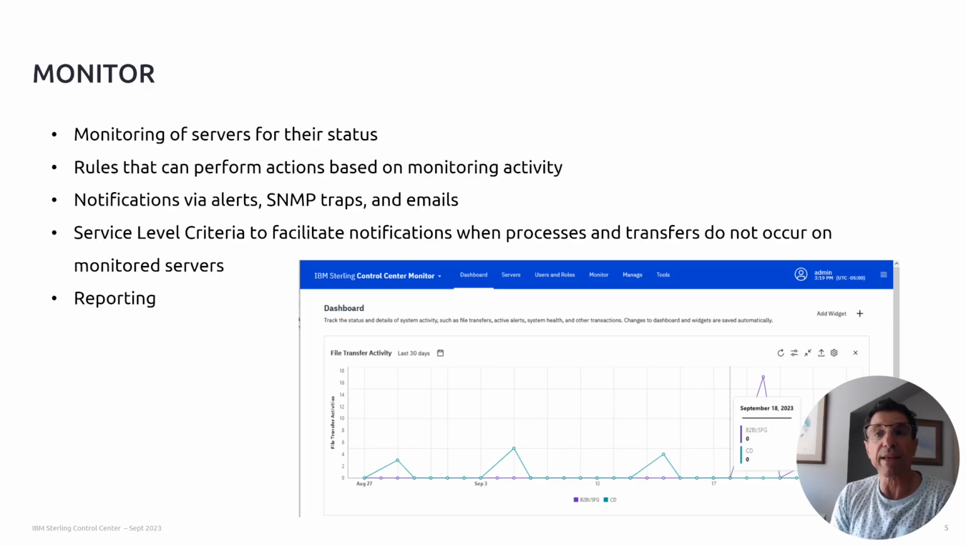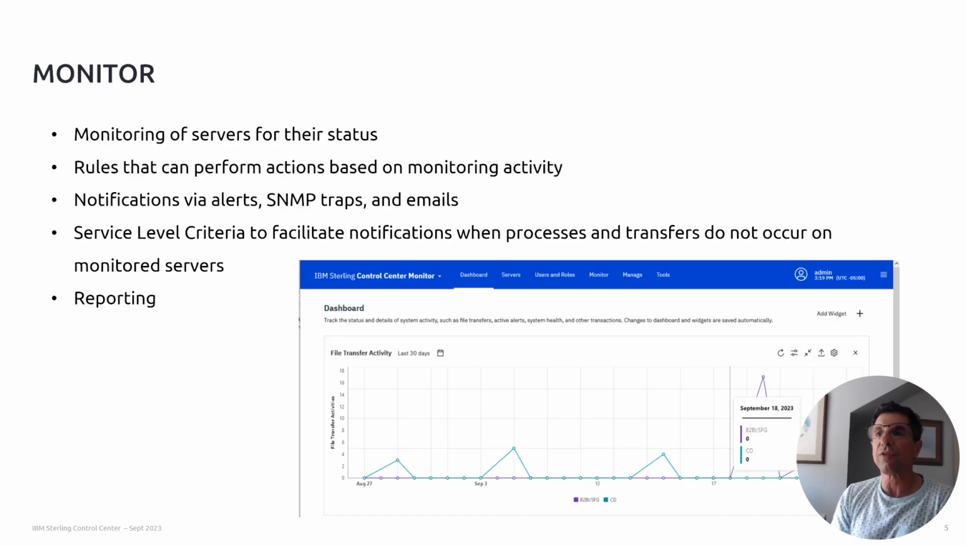And you can also send emails. And that's where the notifications come in. You can send traps and emails through these actions associated with rules that are triggered. Now, we also have something called service level criteria. Rules are nice, but they need an event to trigger them.